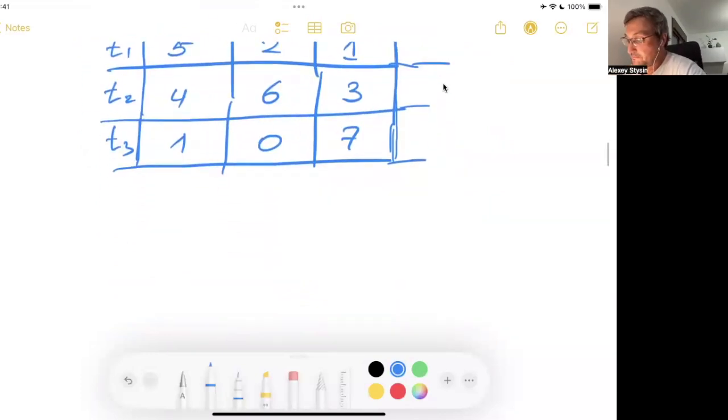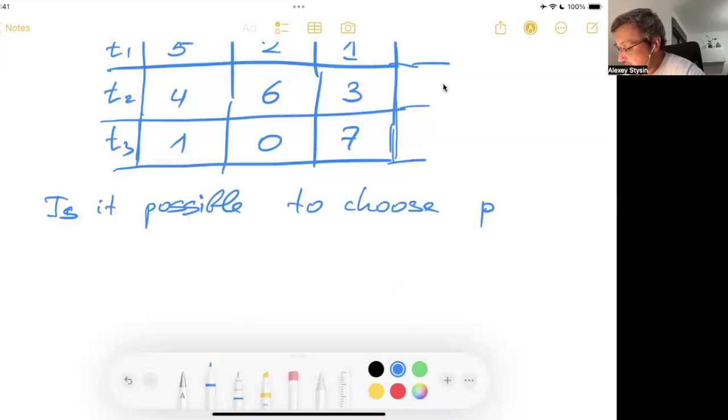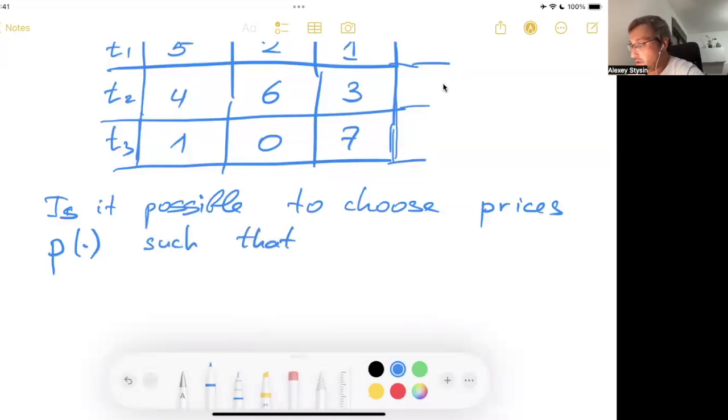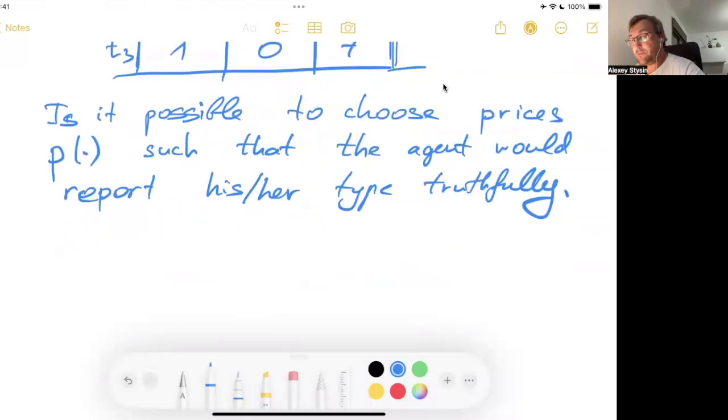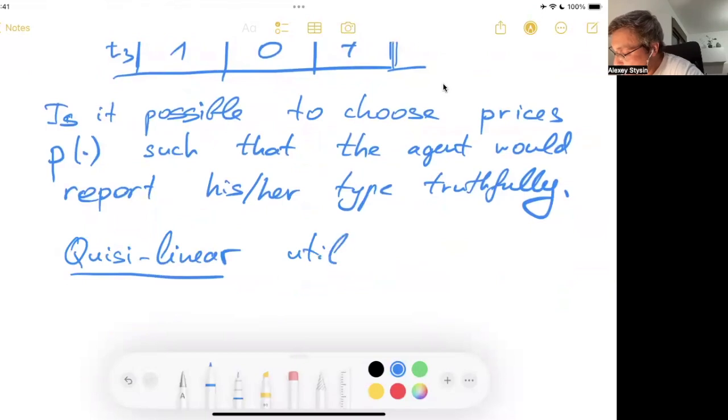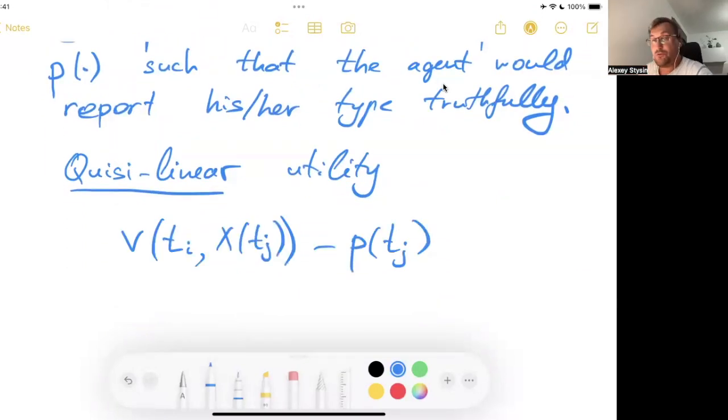The question for the whole setting is: is it possible to choose prices, let's call them P of Ti or P of T, such that the agent would not behave strategically? To complete the setting, we need to understand how the agent makes a decision, and the agent makes a decision according to the quasi-linear utility. This is why the title of the paper contains quasi-linear utility. The agent chooses Tj in such a way as to maximize this.